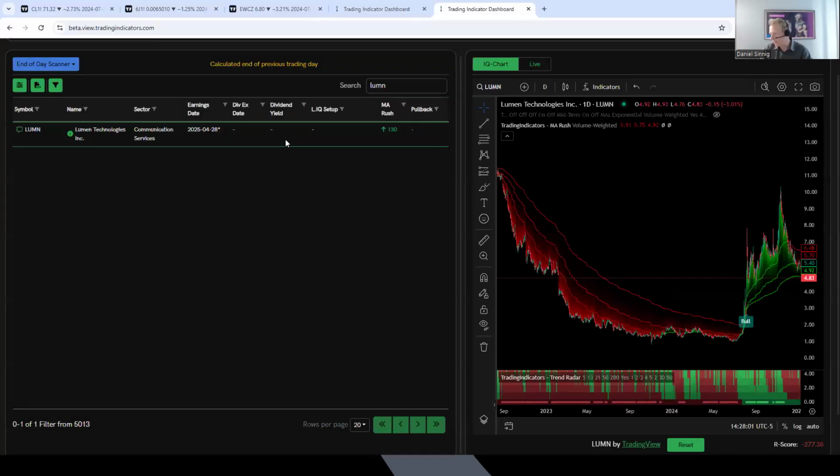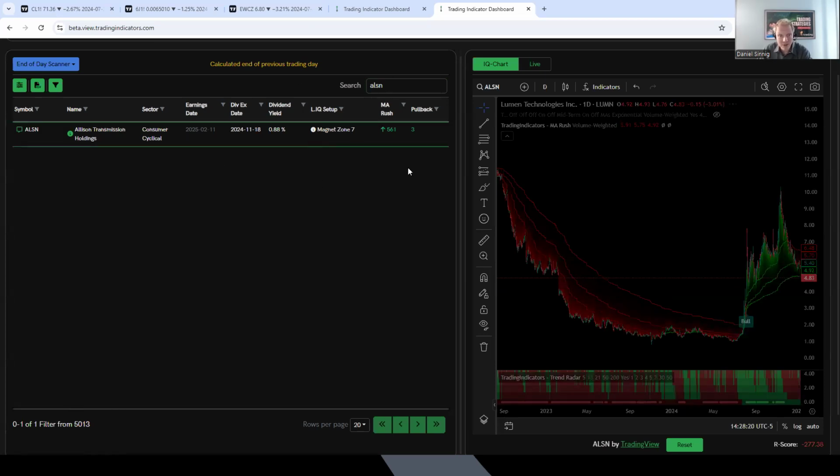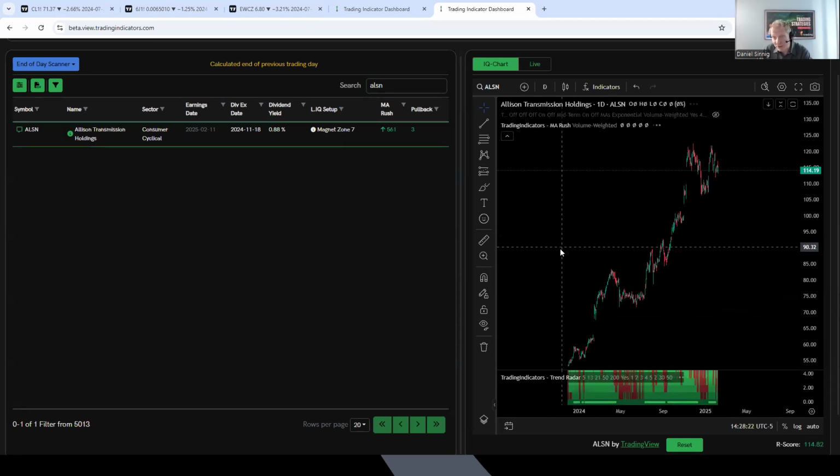Okay, so one of the last symbols was ALSN. Allison Transmission Holdings, bullish for 561 trading days and a level 3 pullback. And by the way, guys, you can scan for all of these. We track thousands of stocks, more than 5,000 stocks. So it makes it very easy to find stocks which are in interesting levels.